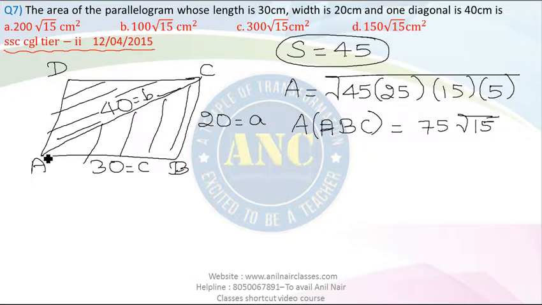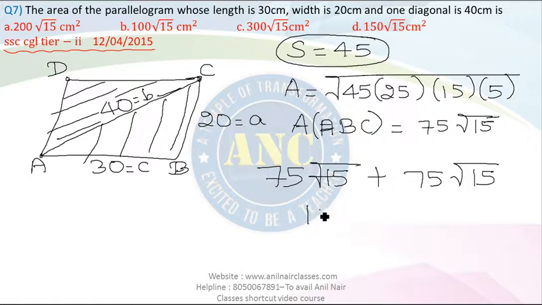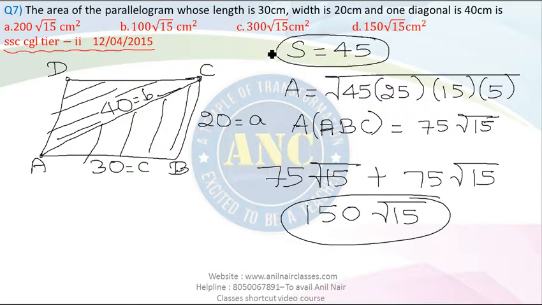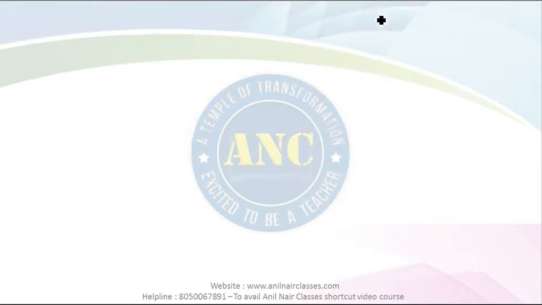But this ADC triangle is also having the same area as that of ABC. So, total area of parallelogram is 75 root 15 added with the same area of 75 root 15. So it is 75 plus 75. It is 150 root 15 centimeter square, which is nothing but option D. I hope you should definitely not feel any discomfort in solving this variety of questions.